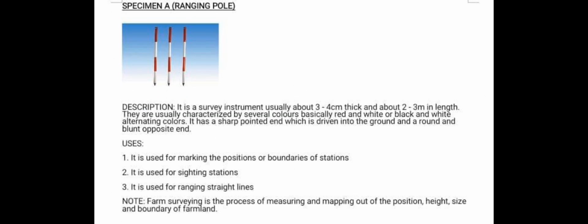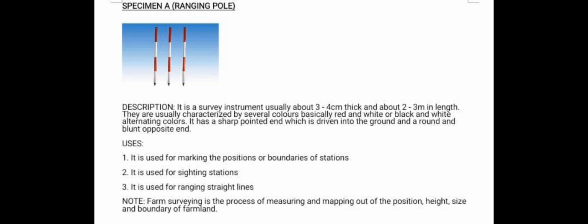Our first specimen A is a ranging pole. So the first question they can ask us is to describe specimen A. So we'll simply describe what we can see and what we know it to be. So specimen A is a surveying instrument which is about 3 to 4 centimeter thick. That's the diameter, and the length is about 2 to 3 meter.